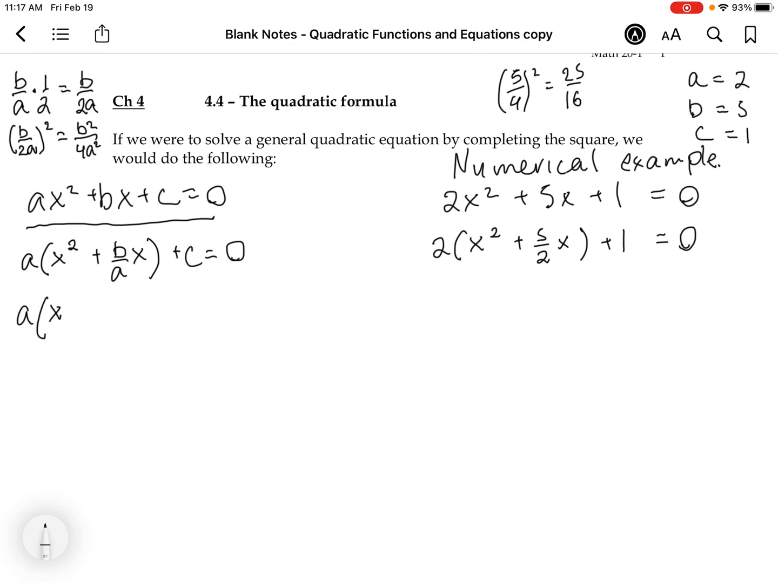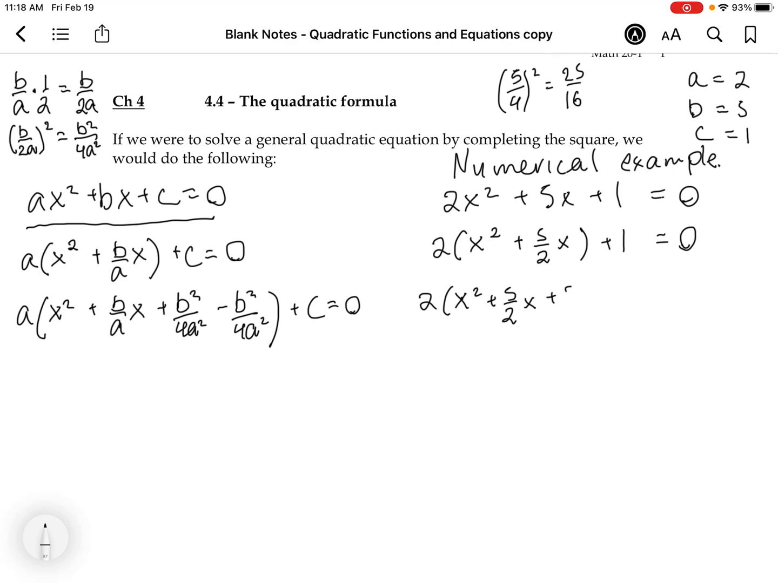So a times x squared plus b over a x, and then on this side, it's going to be plus b squared over 4a squared minus b squared over 4a squared, bracket, plus c equals 0. And on this side, it's going to be 2 times x squared plus 5 over 2 x plus 25 over 16 minus 25 over 16 plus 1 equals 0.